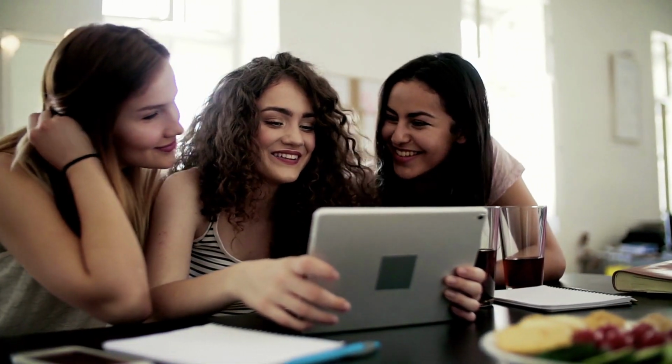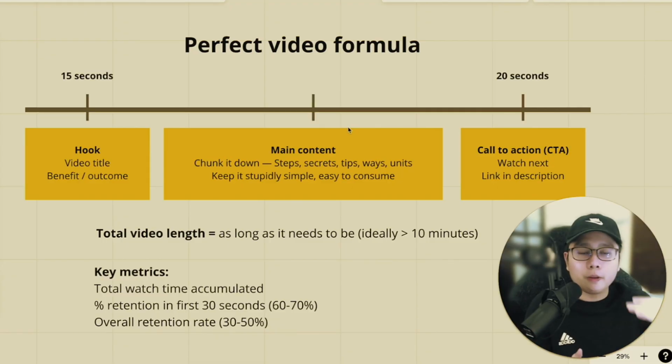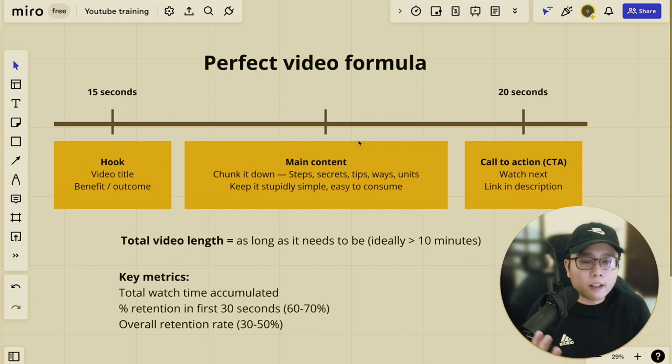30 to 40% is actually above average, pretty good. If you can shoot for 50%, it's actually a viral video, because people watch half of the video, and that's actually a lot, because most videos only get about 20, 30, 40% retention rate. So this is basically the perfect video formula.